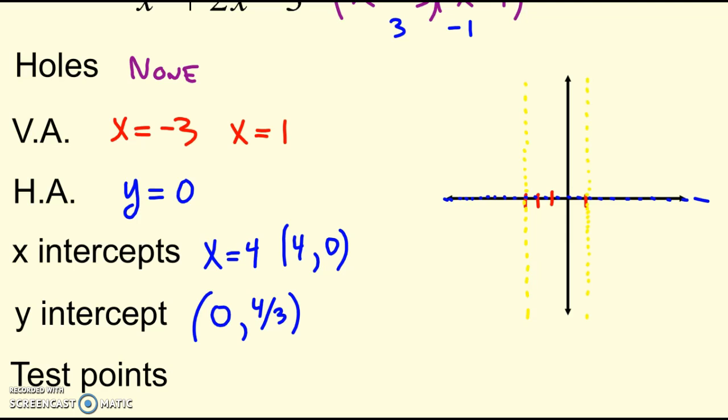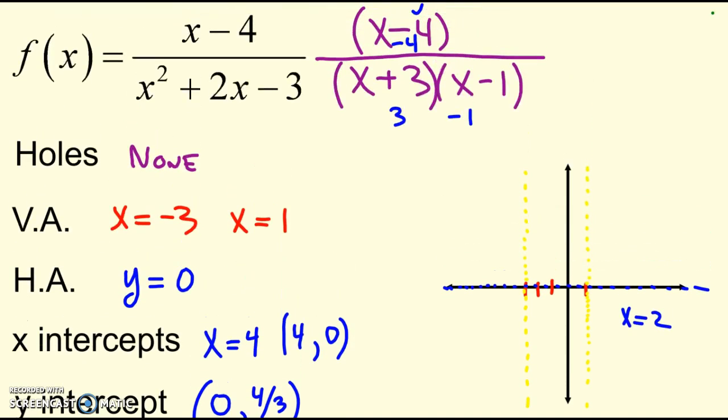Let's test point x equals 2. Let's check it out when x equals 2, to the right of this. So what happens when I put a 2 in there? Up top, if I put a 2 in there, I'm going to get a negative, and a positive and a positive. So what's a negative divided by a positive? That's a negative, so it's going to come up here.